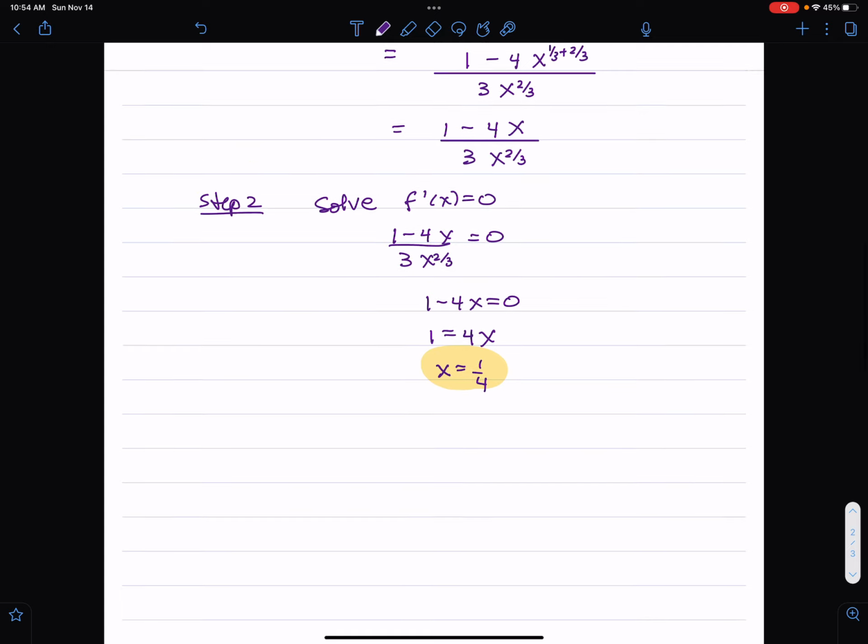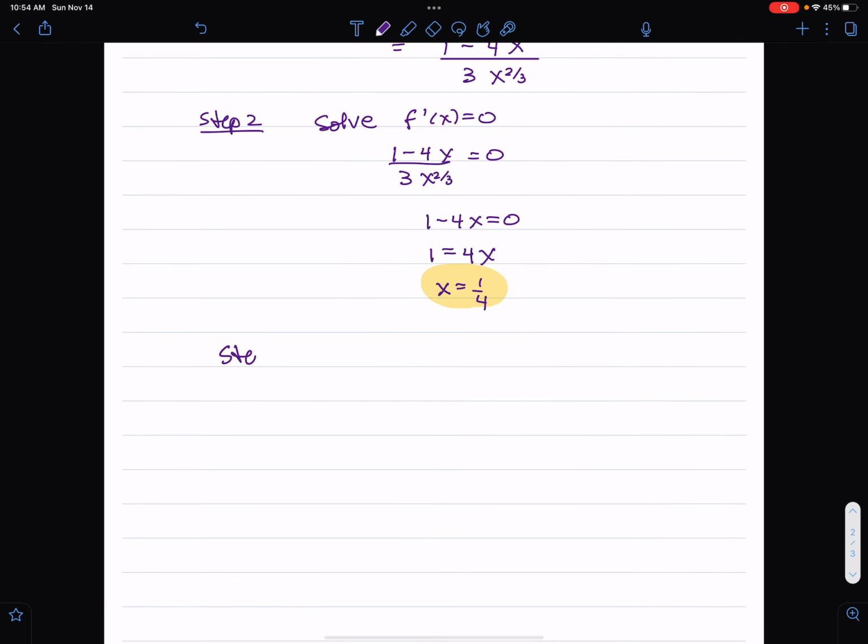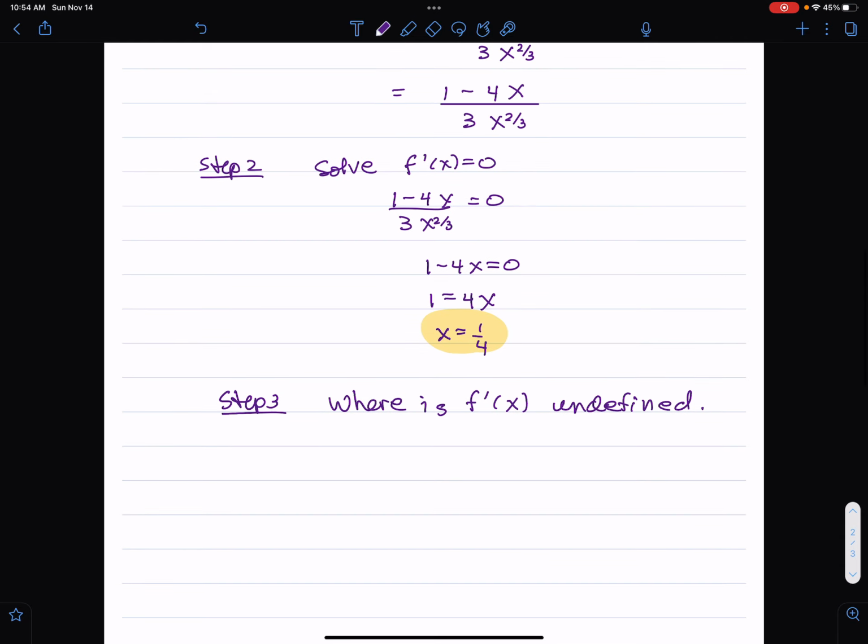And then the other one is step 3, where is f prime of x undefined? Now, for many problems, exercises in textbooks, f prime is defined for all real numbers or everywhere in the domain of f. There's a lot of times the answer is nowhere. It's defined everywhere on the domain of f.